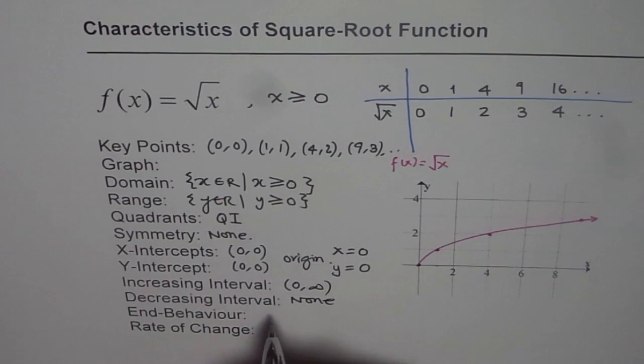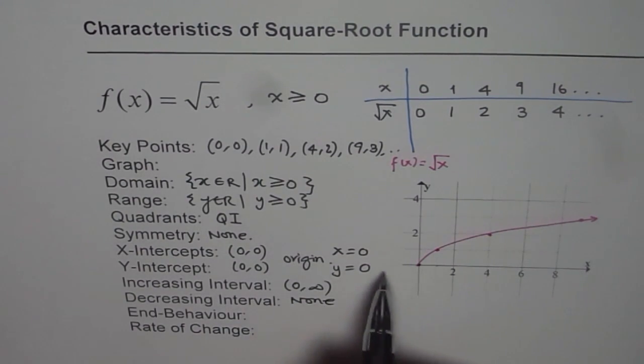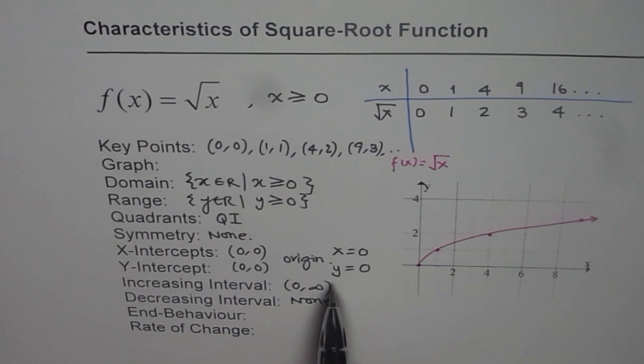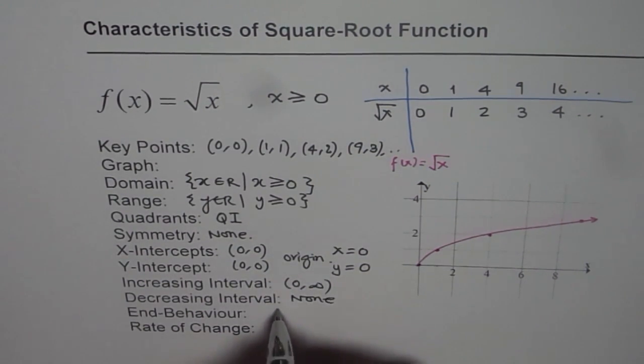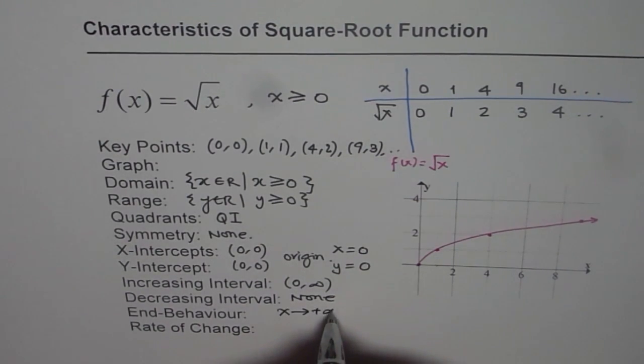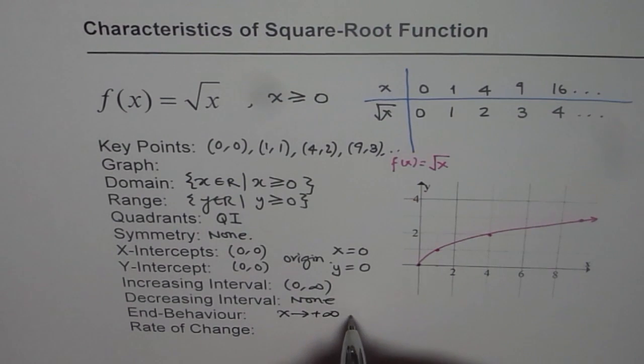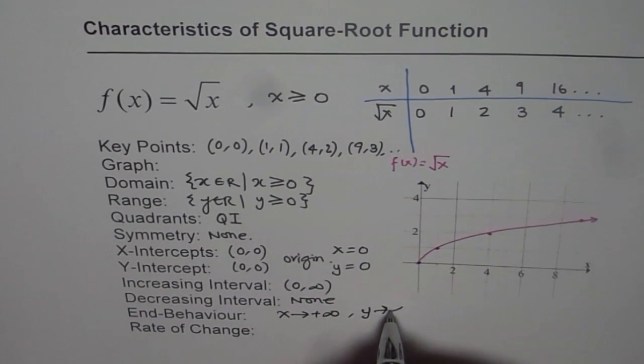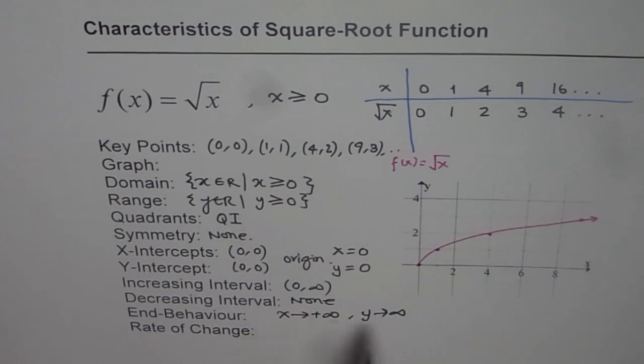And end behavior is what happens when x approaches positive and negative infinity. Now, since negative infinity is not in the domain, we'll only consider x approaching positive infinity. So when x approaches positive infinity, y approaches positive infinity, right? It's always increasing.